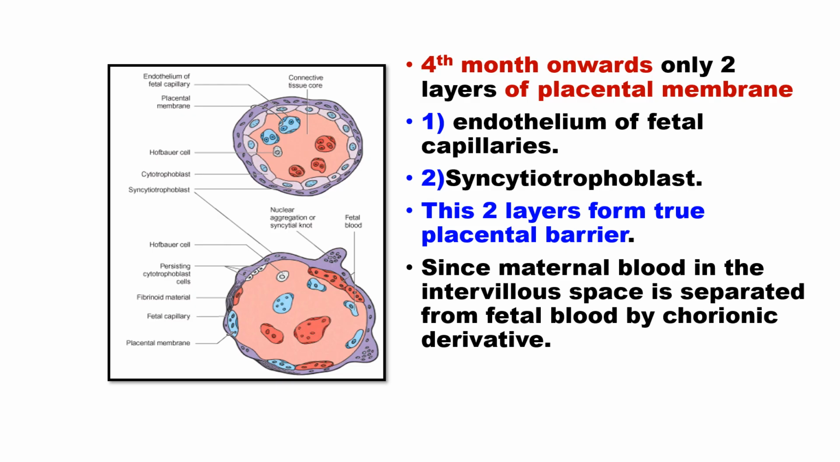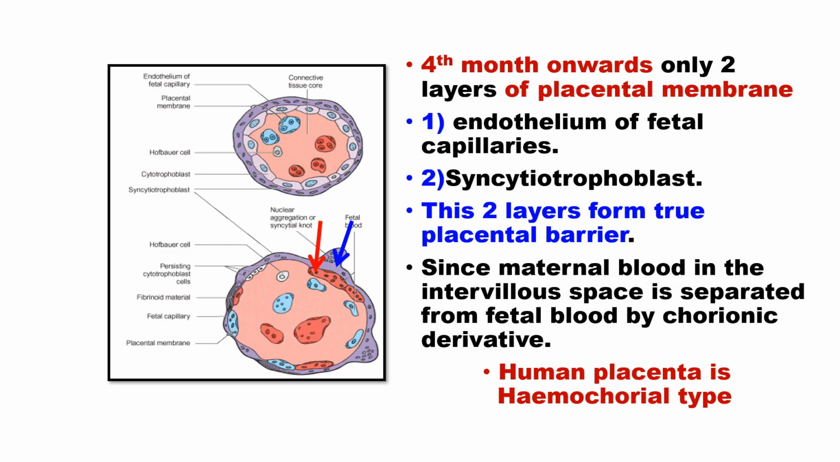Fourth month onwards, only 2 layers make up the placental membrane or placental barrier. It is the endothelium of fetal capillaries and the syncytial trophoblast. These 2 layers form the true placental barrier. Since maternal blood in the intervillous spaces is separated from fetal blood by the chorionic derivative, that is syncytial trophoblast, human placenta is therefore known as hemochorial type.